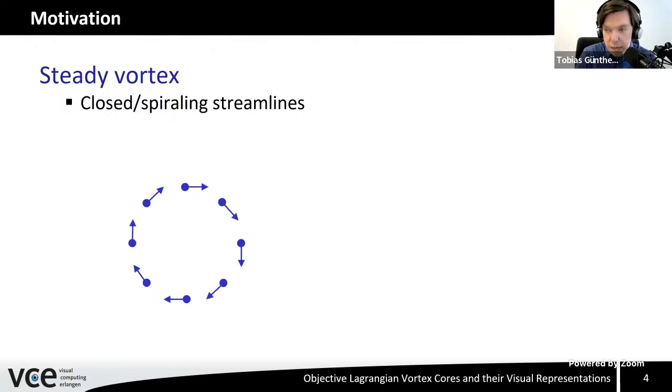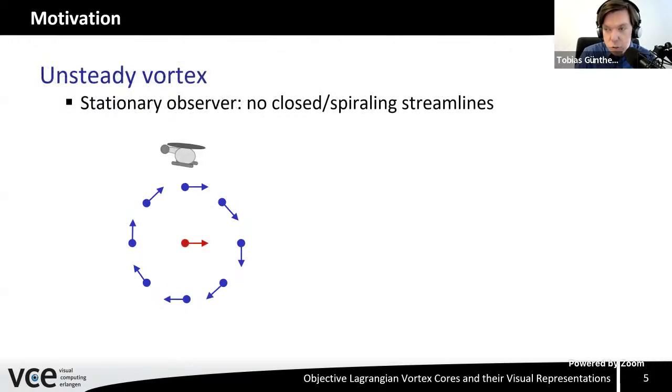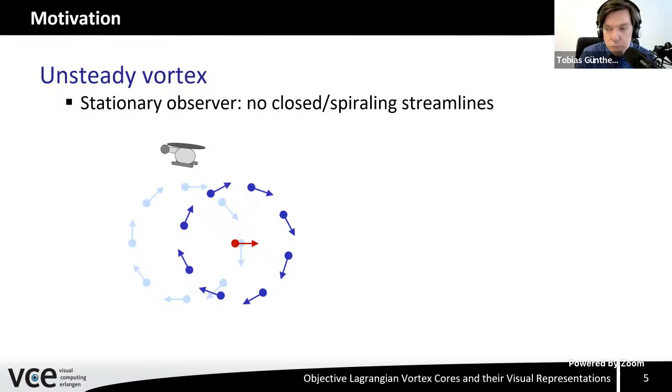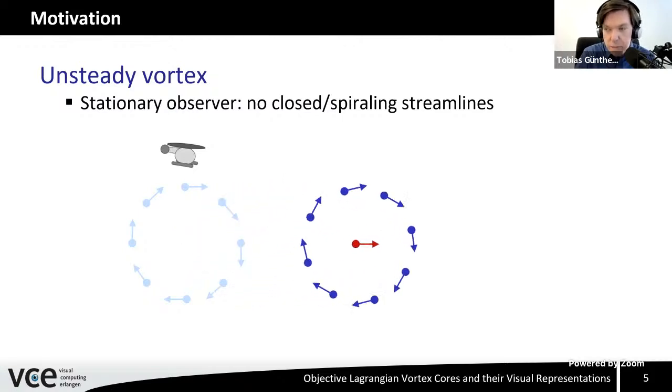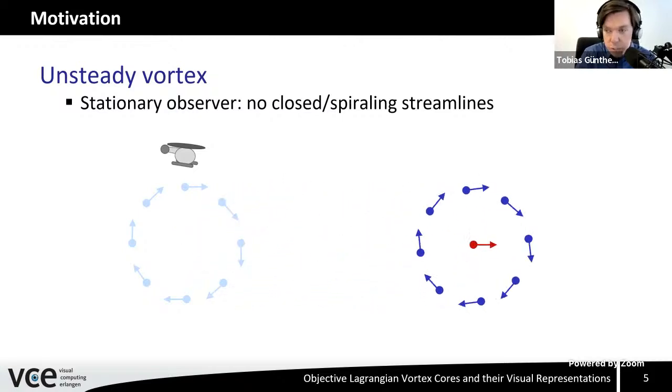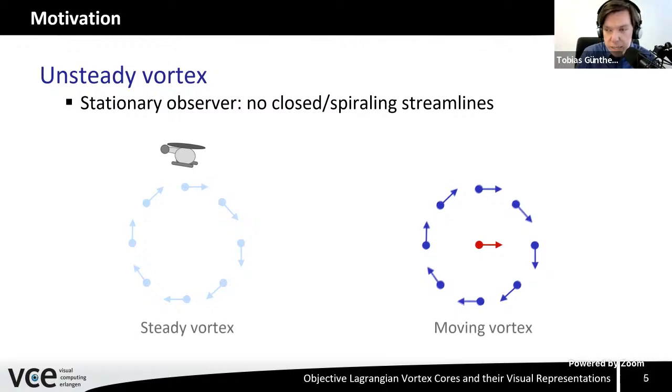If, however, our vortex now starts to move, then a standing observer would see the vortex pass by. And because of the relative motion between the two, the observer sees all the particles moving sideways. And this apparent motion is now a superposition of the spiraling motion in blue and the movement of the vortex in red, giving us these purple vectors here, which means we no longer see these nice characteristic closed streamlines.